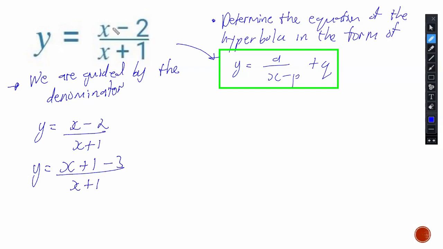Which means mathematically, I haven't changed anything here. My expression is still giving out the same value, as 1 minus 3 is negative 2. But I just manipulated the equation because I want the expression x plus 1. Right. So what am I going to do at this point?